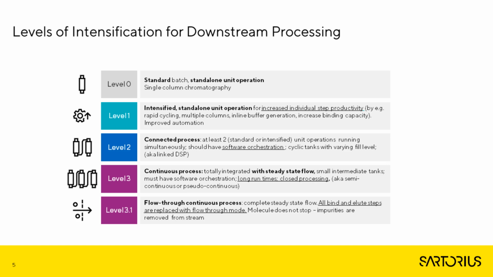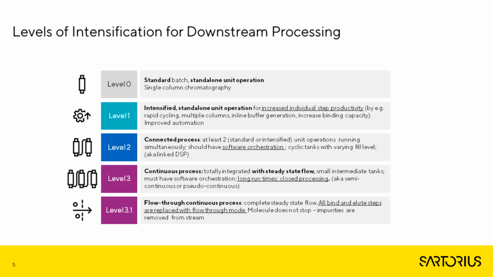The next level of process intensification is a connected process. So here we are not only talking about individual unit operations. Here at least 2 unit operations, either standard ones or intensified ones, are running simultaneously. So they're running in parallel, and the output of the first unit is immediately processed by the second unit. Software orchestration is a should-have, and the surge tanks connecting these unit operations most probably show a cyclic behavior in fill level and in output streams.